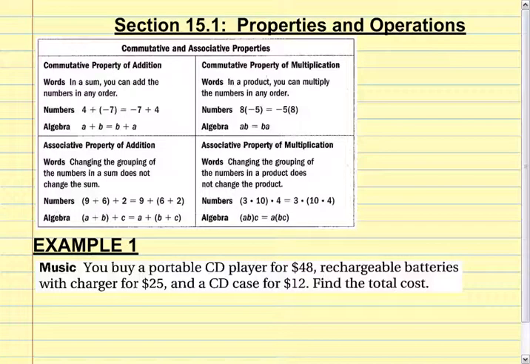15.1, properties and operations. These are important. You're going to see them this year, next year, in Algebra 1, in Algebra 2, in advanced algebra. But let's talk about this for a moment. There's the commutative property for addition and multiplication, and the associative property for addition and multiplication.